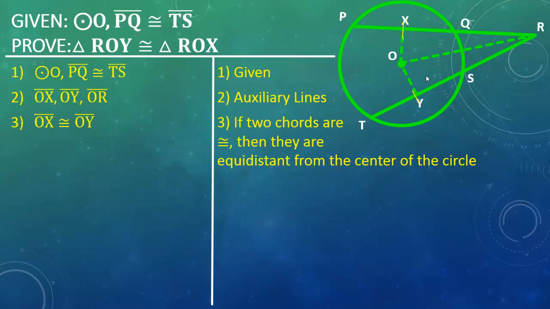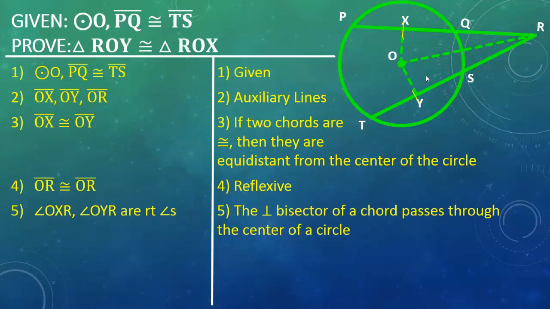And then we can say that OX is congruent to OY because if 2 chords are congruent, then they are equidistant from the center of the circle. We can then say that OR is congruent to OR by reflexive, a lot of your favorite reason. And then we would say that angle OXR and angle OYR are right angles because the perpendicular bisector of a chord passes through the center of a circle. So if this passes through the center, which these 2 do, then it's a perpendicular bisector.